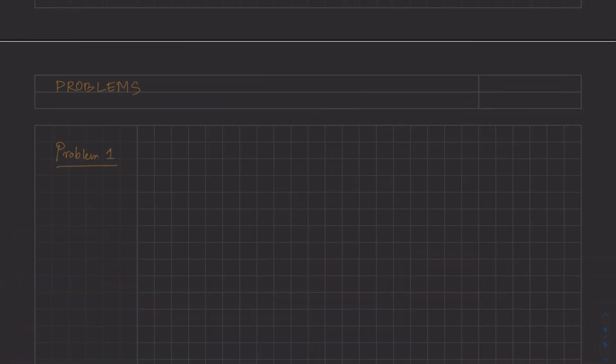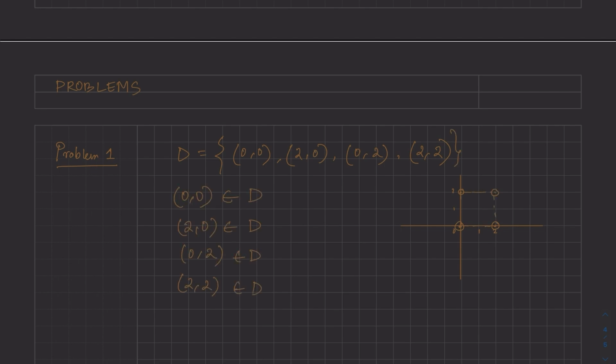Let's say D is a set of 4 corner points of a square on a 2D coordinate plane. So the points are (0, 0), (2, 0), (0, 2), and (2, 2). This is essentially a square of length 2. So in this case, all these corner points are an element of the set D. Let's say the midpoint of this square. Is this an element of set D? No, this isn't an element of set D, as only the corner points are the elements of set D.